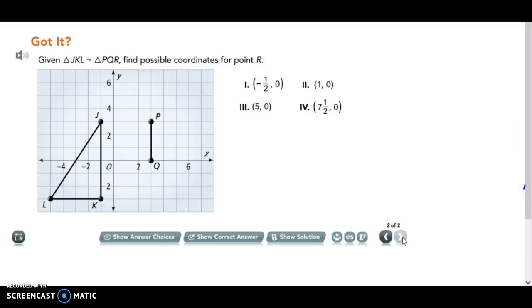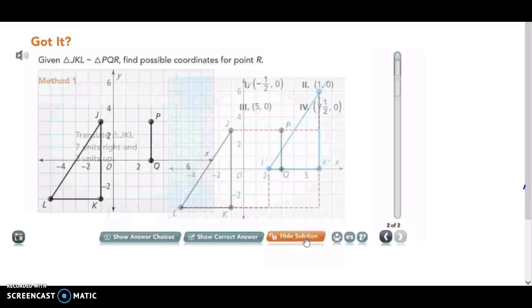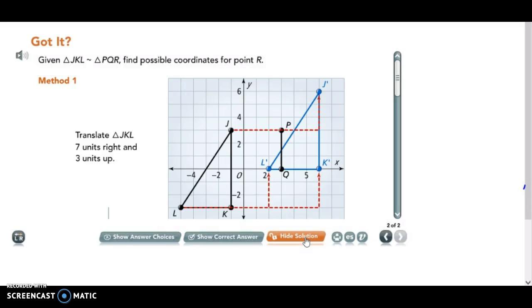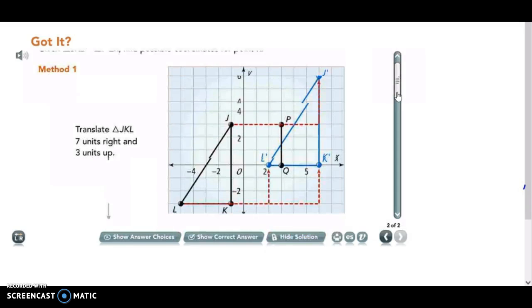This one is very similar. So we have triangle JKL, and it is similar to PQR. We want to know what are our possible points for R, and they've given us 4 options. Once again, you have 2 different boxes, so I want you to draw out and write out what we're doing for each one. So our first method is to translate it 7 units to the right and 3 units up. So we've started with the black one and we've landed with the blue one. You can tell that because of the prime signs.